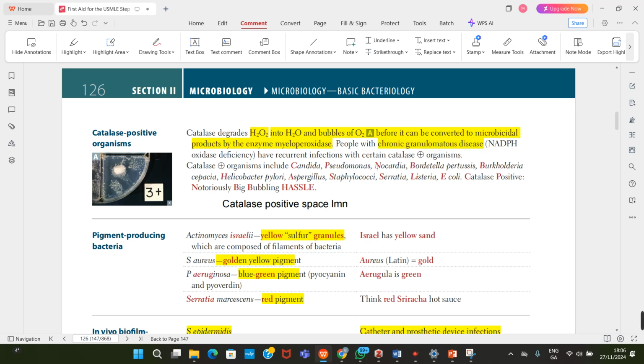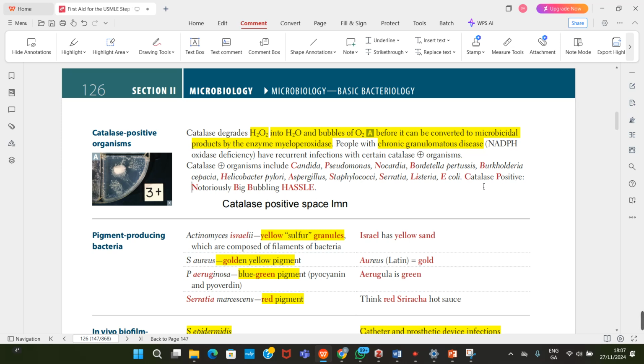It's actually more than what I've said, but I know we know it. I don't want to waste too much time on that. So what are these organisms? That is the acronym: catalase positive, notoriously big bubbling HASU. I know that it's a lot of acronyms, but with time we'll get used to all these things. Catalase positive, notoriously big bubbling HASU.